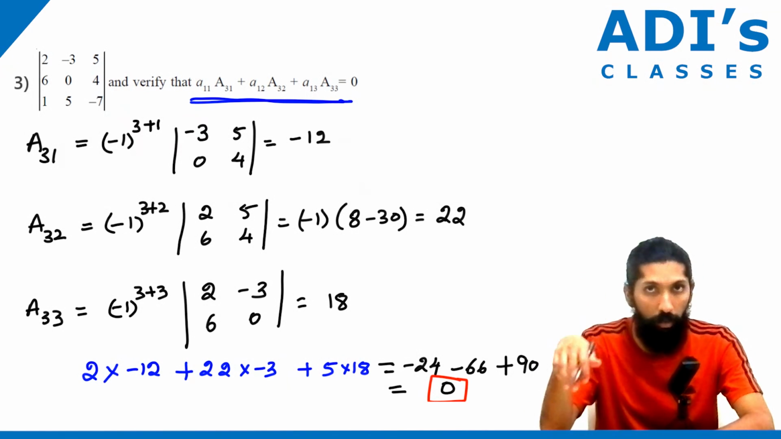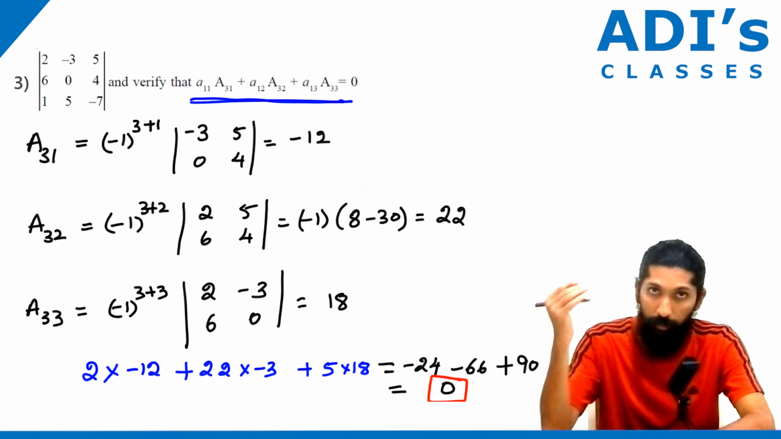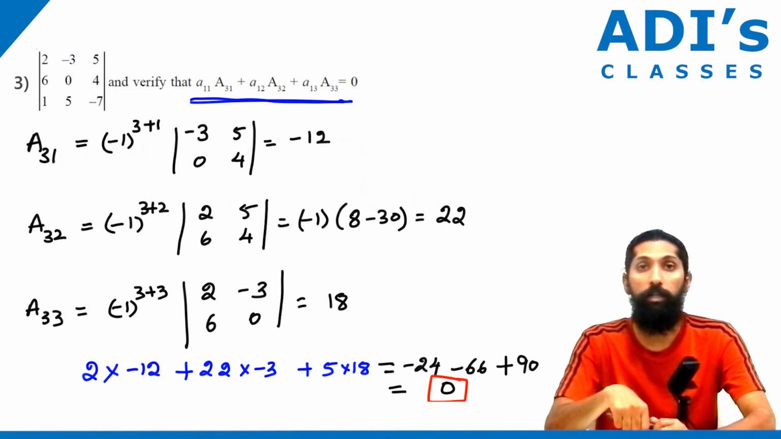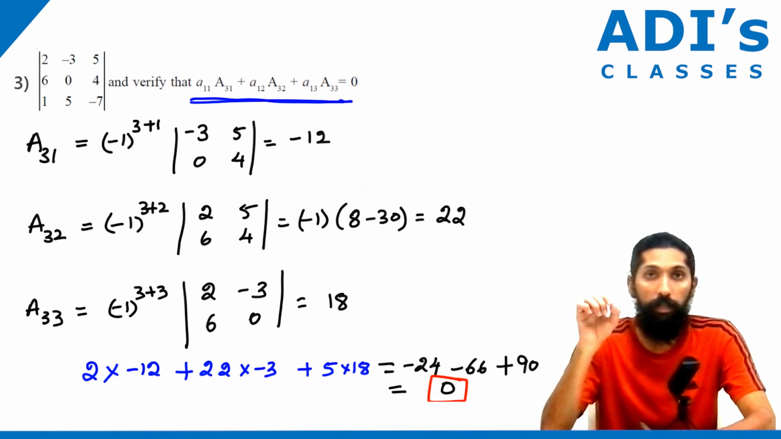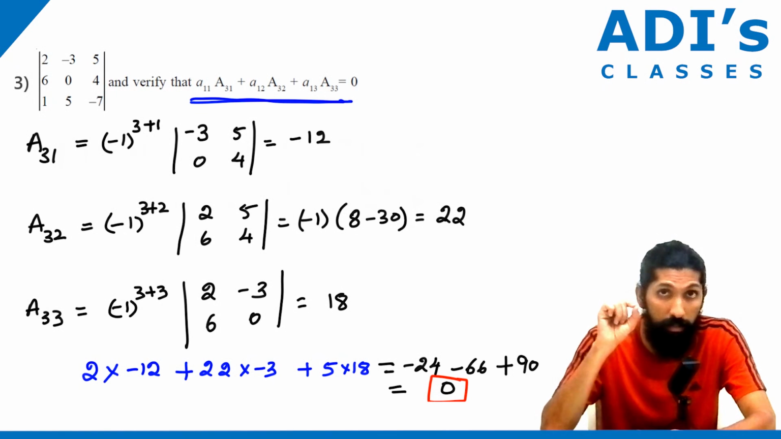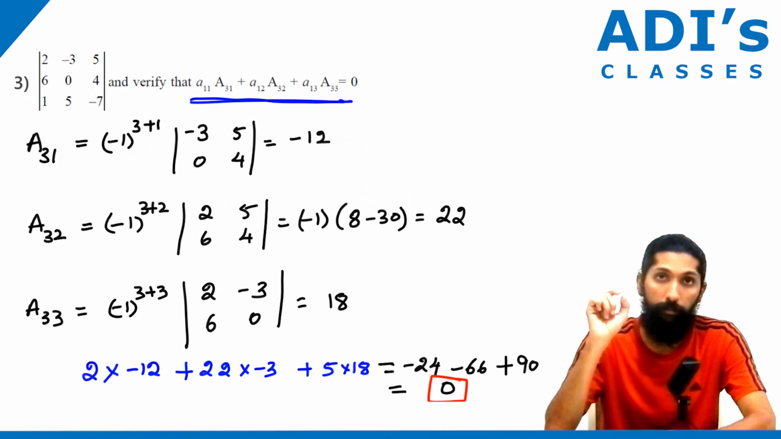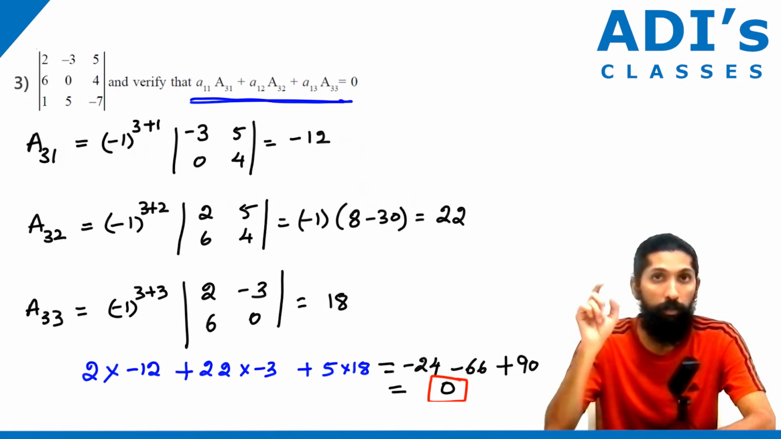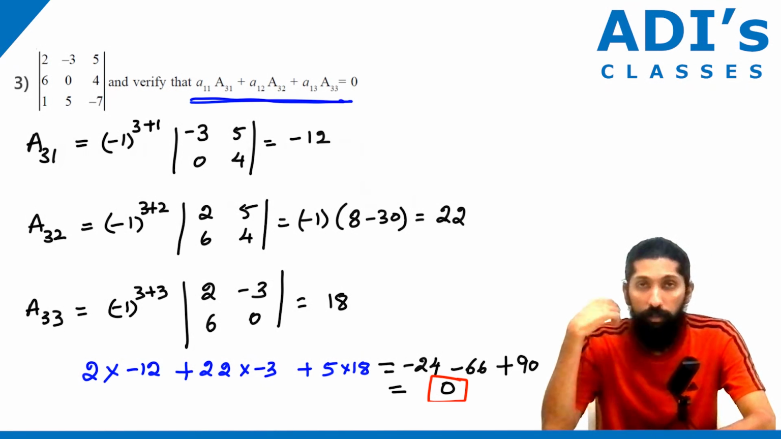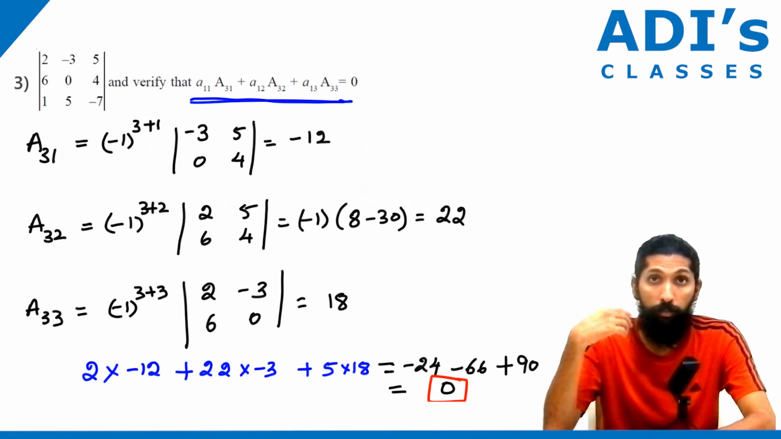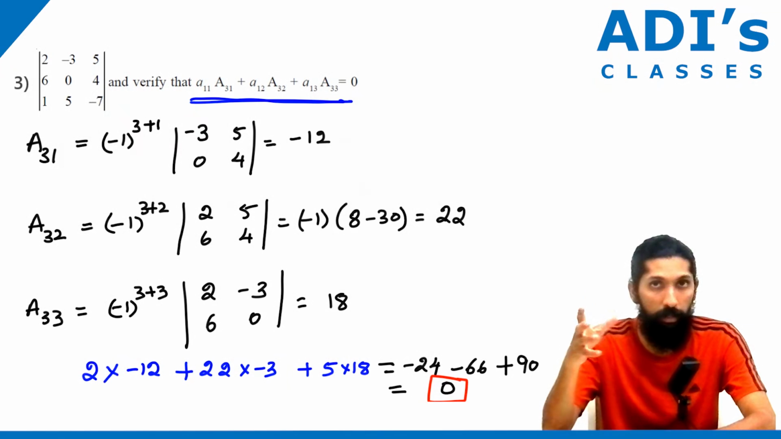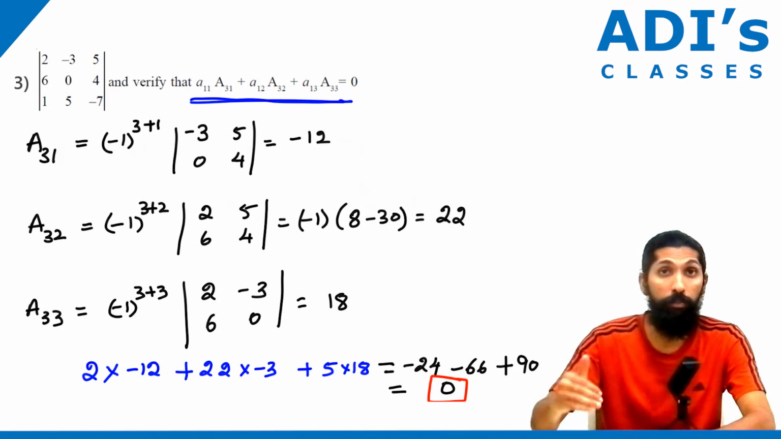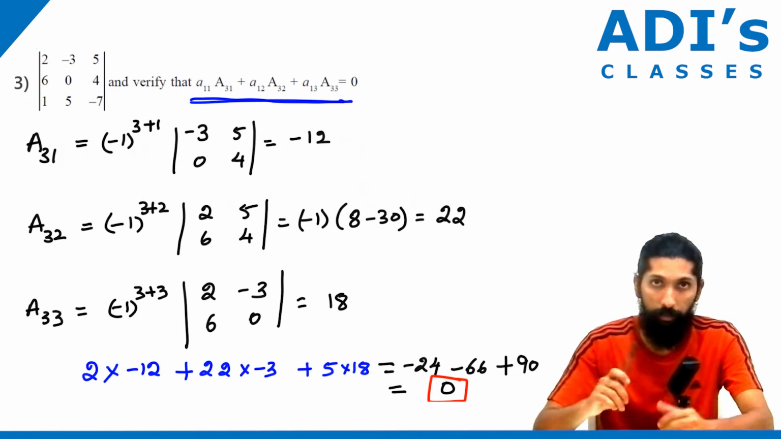So what you're seeing right now is the proof, the verification and the proof. Got it? They can also ask you to find the determinant without expansion. In such cases, take the element and the corresponding cofactor. So we'll try to do one more problem where we calculate the determinant without actually expanding, just by using the cofactor. Okay, so we'll do it. You guys are going to see that right now.